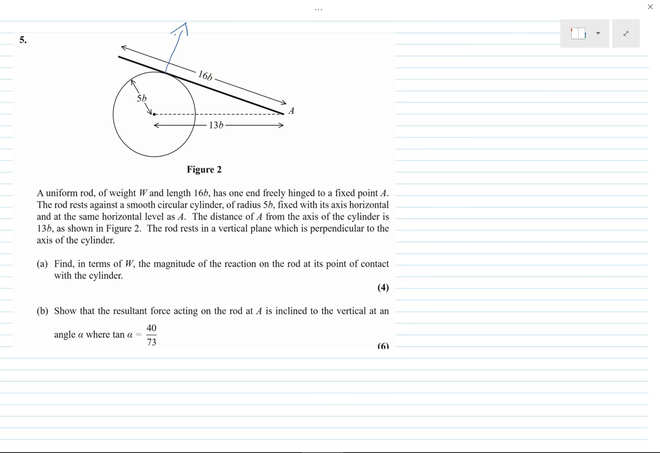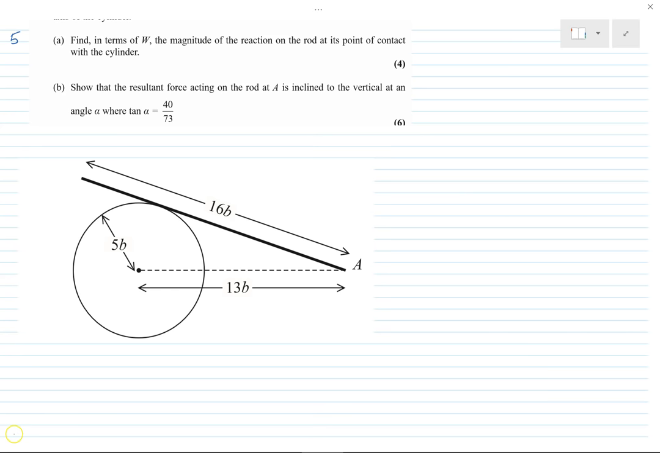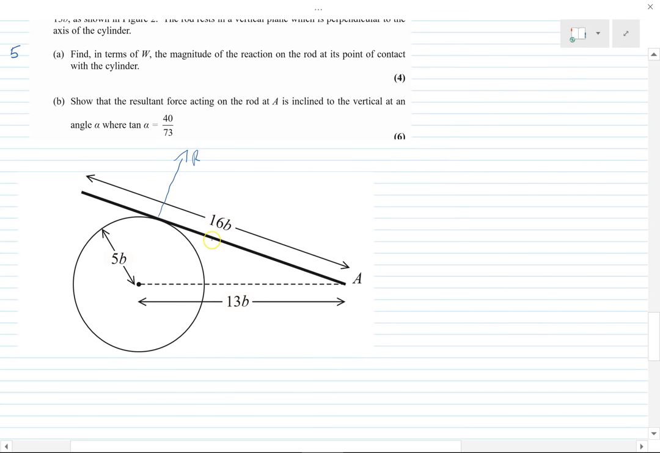Let's do a bigger diagram, because good diagrams are key to certainly statics questions and probably mechanics questions in general. So let's mark on the forces. We've got a reaction force which is perpendicular at the point of contact there. We've got a weight, and we're told it's uniform, so the weight is going to be halfway along, which is 8b from point A. We can use that distance in the equations in a moment. We're going to need this for the first part, but it's asking for the second part, the angle of the reaction at the hinge. At the hinge, it's normally good to split the force into a vertical and horizontal component like that.